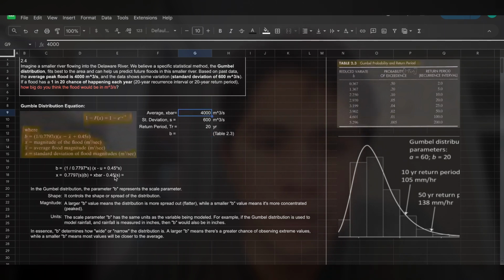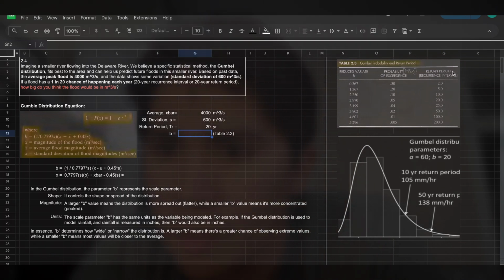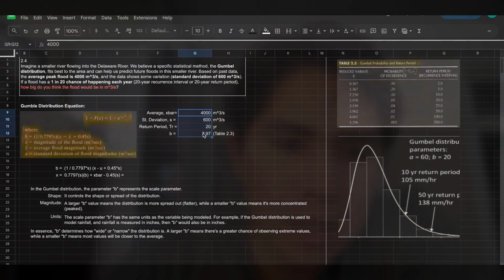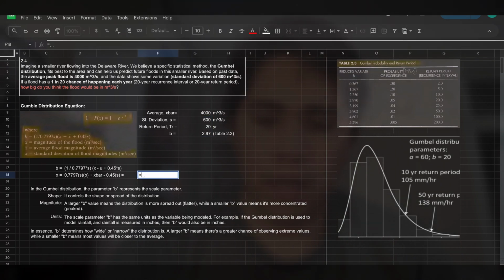So having a return period of 20 years right here, the b value will be 2.970. 2.97. And now having all these values, now we just need to plug in and we'll find the answer.